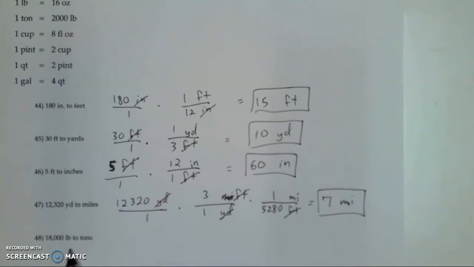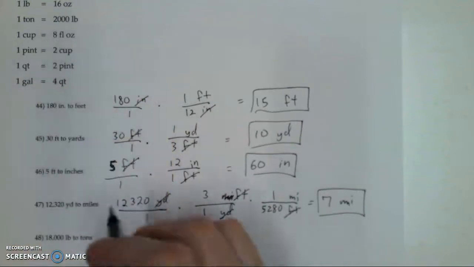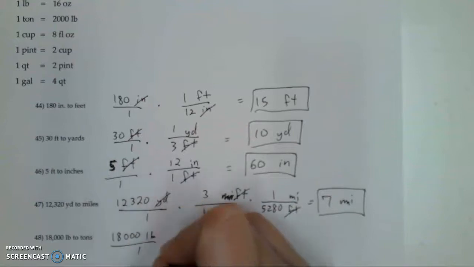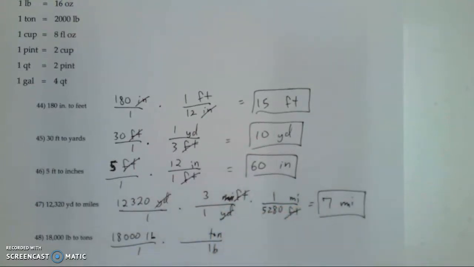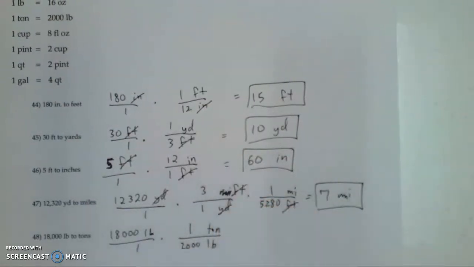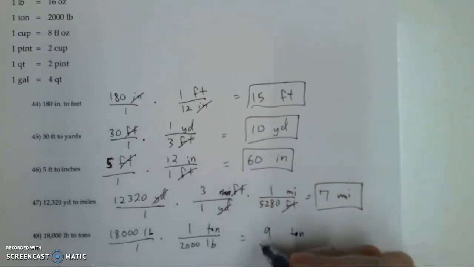All right, let's try capacity. So I'm going to go from pounds to tons, and I've got a little statement there. So 18,000 pounds. So again, I want pounds on the bottom and tons on the top. So 1 ton is 2,000 pounds, I'm told that. So let's take 18,000, divide it by 2,000, and I get 9 tons.